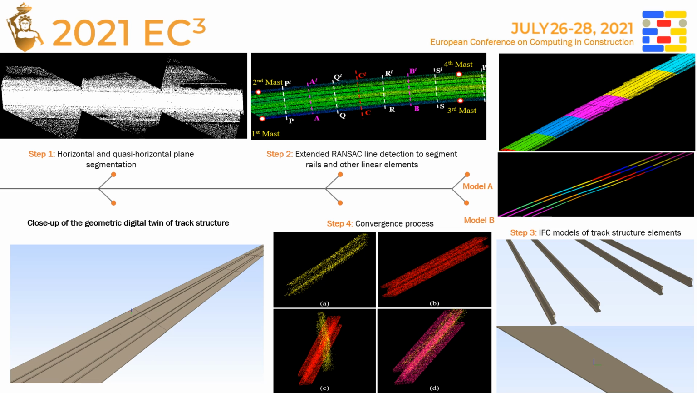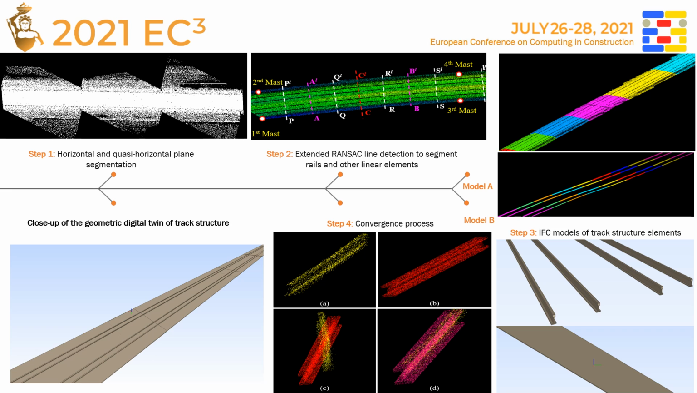Next, we design pre-assemblies of track structure elements, herein known as model B's, using standard railway guidelines to represent the geometry of the real track structure elements. These models preserve the geometric properties of the elements, such as different web thicknesses and head widths in rail profiles. The method then uses the iterative closest point algorithm to automatically converge model B's to model A's.